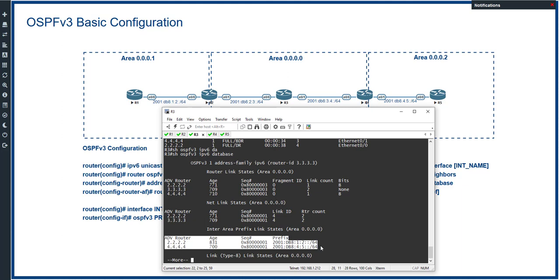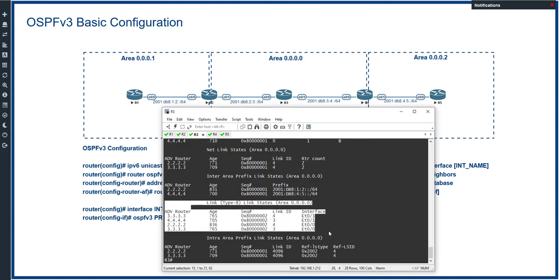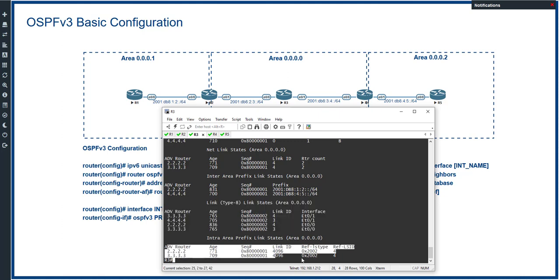And after that we have 2 LSA type 3, it is okay because we have 2 networks outside of area 0. But here, as you can see, we have 4 LSA type 8, we will learn about it. And also we have 2 LSA type 9, again we will learn about them.